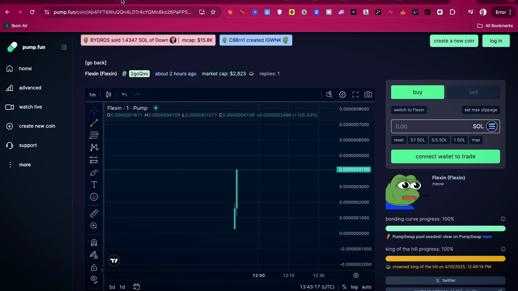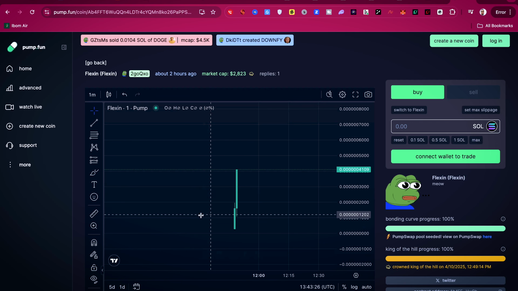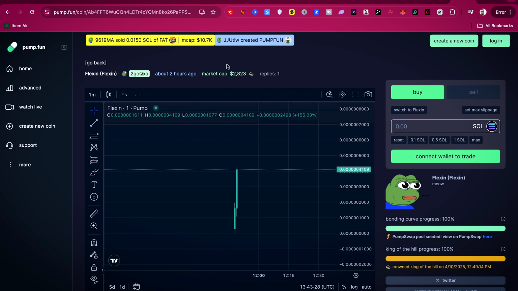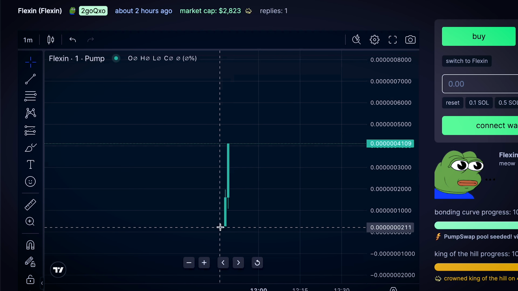To do this, I'm going to go to Pump.fun and check out a coin of my choice. I found this one called Flexing, although it is not a perfect bundled coin, because when you bundle a coin, most times within about a minute you bundle up everything and the coin just graduates to Raydium.